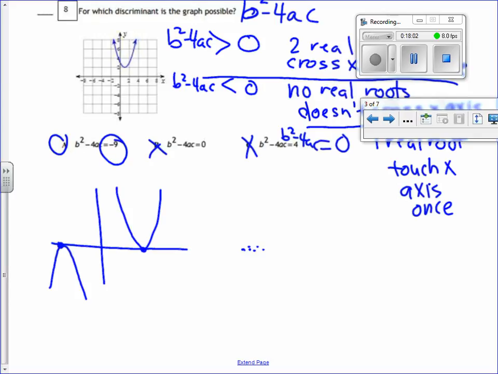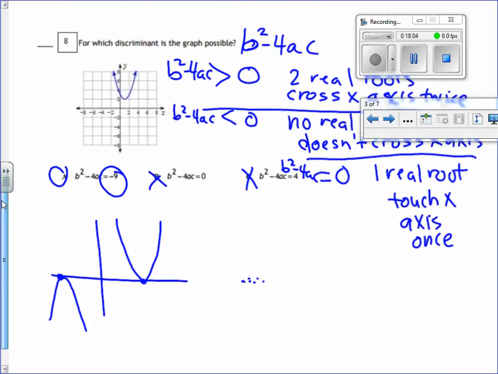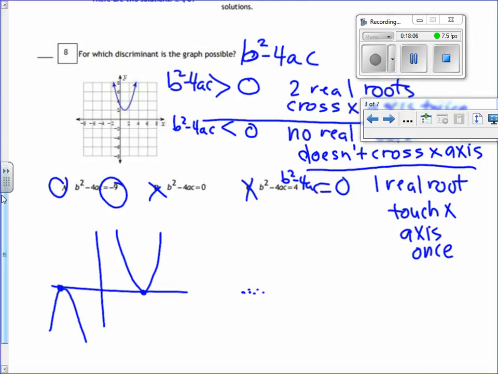Yeah. So if it's 2, then I have to slide this down, and then it would hit it twice. So like this. That's 2. Okay. All right. So like the ones that we've already done that had solutions.